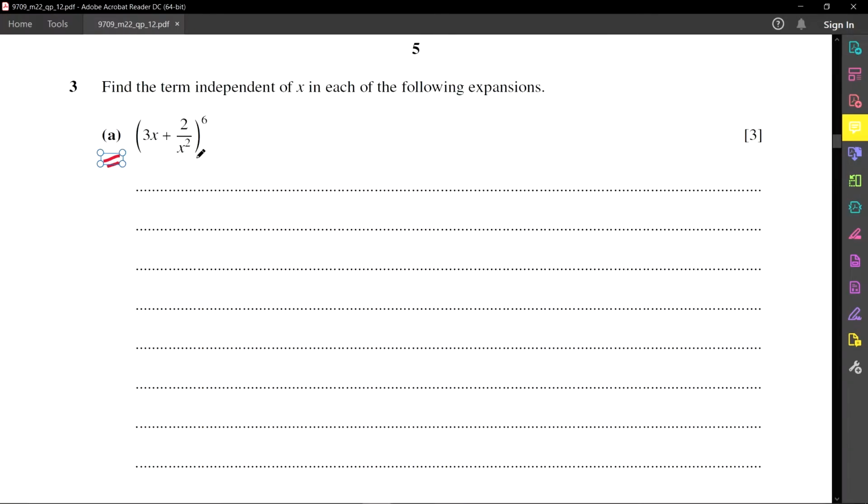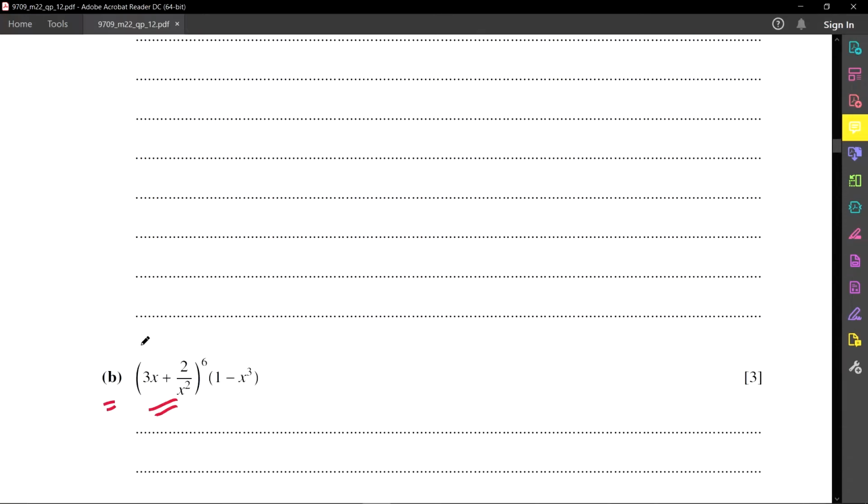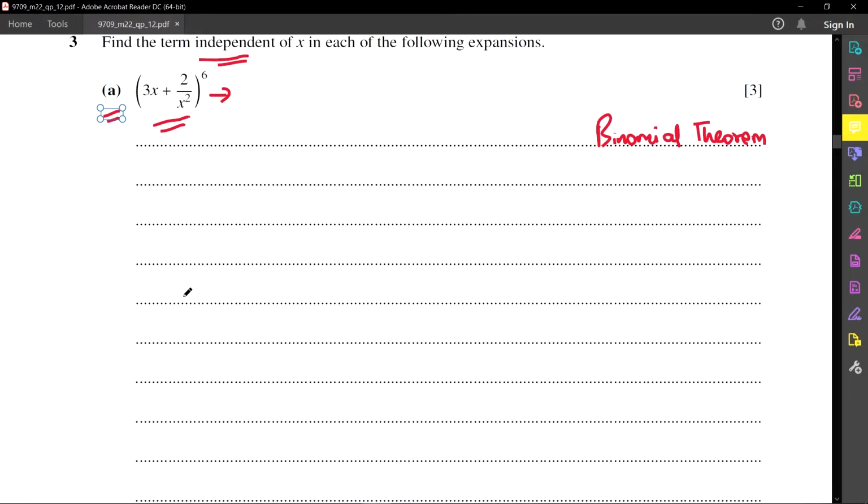So there are two ways you can do this question here. The question is about finding the independent term, and which concept does this question relate to? Binomial theorem. All right, this concept relates to the binomial theorem. There are two ways you can work out this question: one is by general expansion, or by using the general term. But since we need the expansion of (3x plus 2 by x squared) whole power 6 in part B, let's use the expansion method.